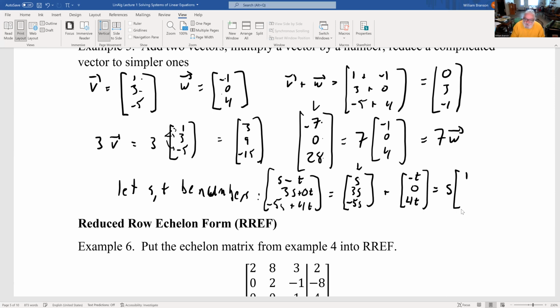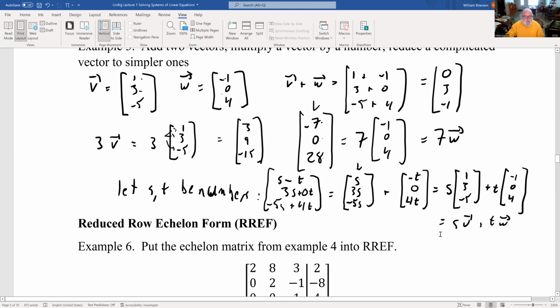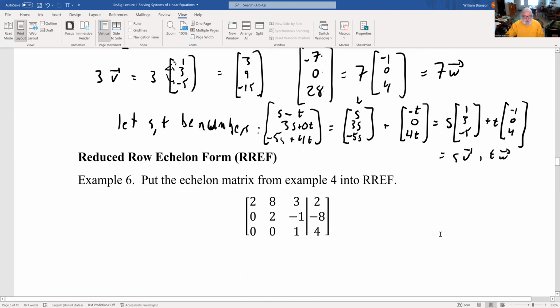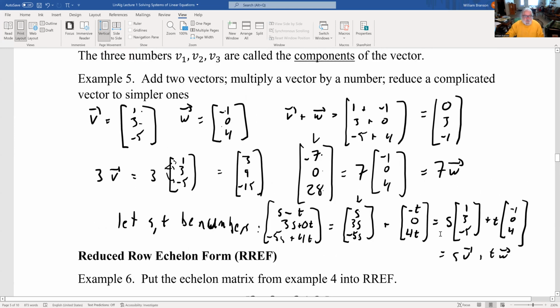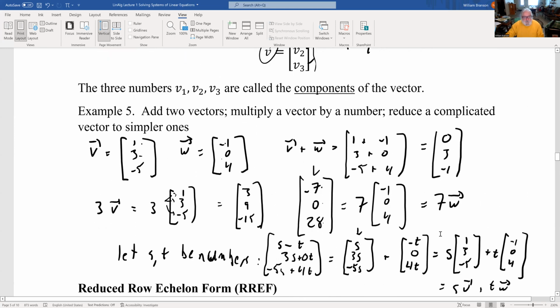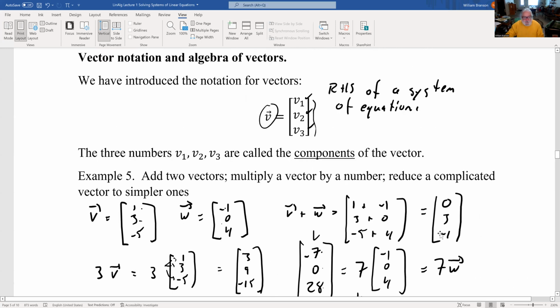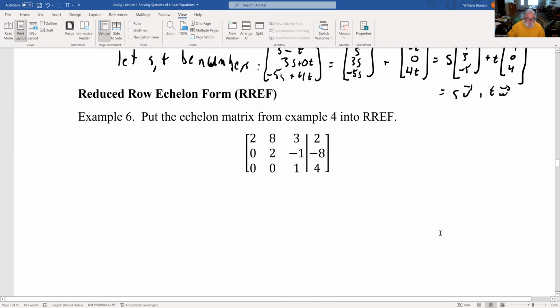And we get 1, 3, minus 5. And this has got t in common to every term. So we can factor that out. And we get t times minus 1, 0, 4. And so this is s times v plus t times w. So we can break things apart, put them together, multiply them by constants, add them, subtract them. So anyway, that's a little bit about algebra vectors. We will generalize what a vector is and see things that are not column vectors later.